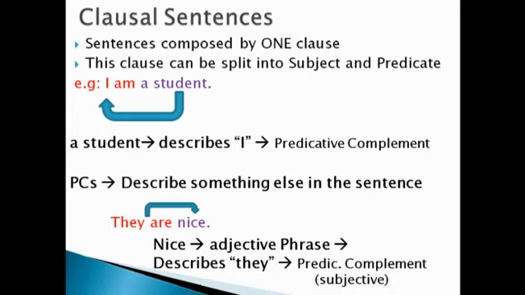As we saw in the example of "they are nice," "they" and "nice" are in a relationship of equality. They, who is nice? They are nice. "They" and "nice" are the same element. Those I'm talking about are nice. So it's a predicative complement, a subjective predicative complement.